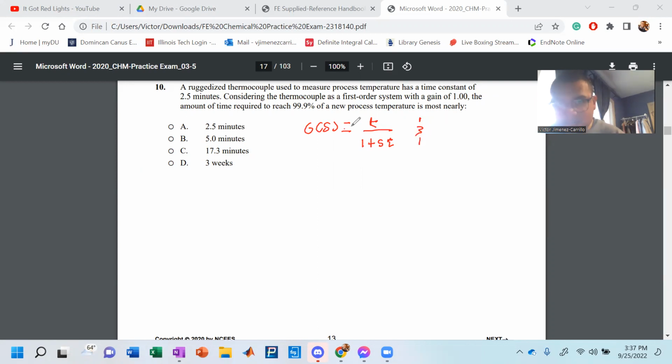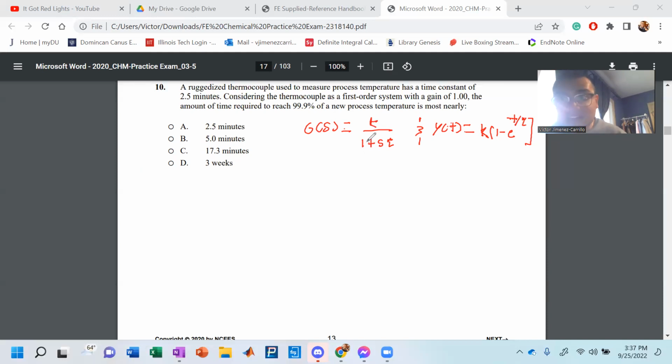that in the time domain, because this is in Laplace, in the time domain, y of t is going to be equal to k multiplied by 1 minus exponential to the power of negative time divided by the time constant. So in this case, since we want the amount of time, we're going to talk about the time domain. You don't really need to care about this, but if you don't know this, then you're kind of stuck.